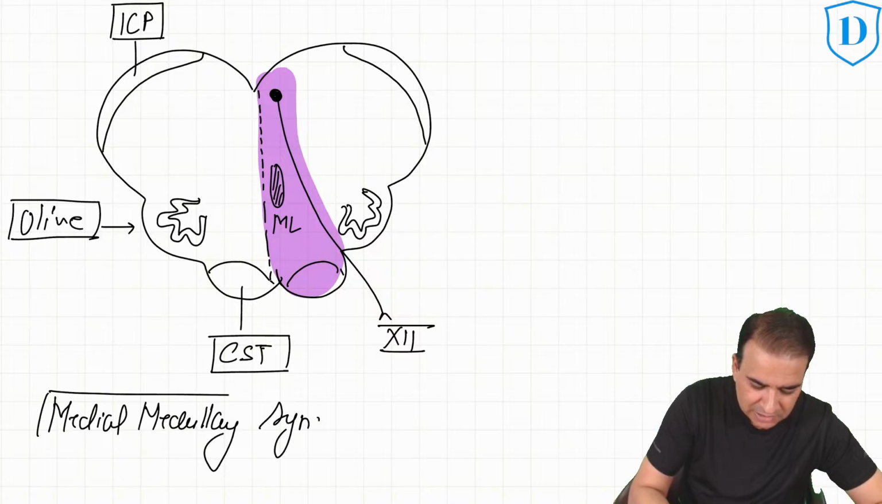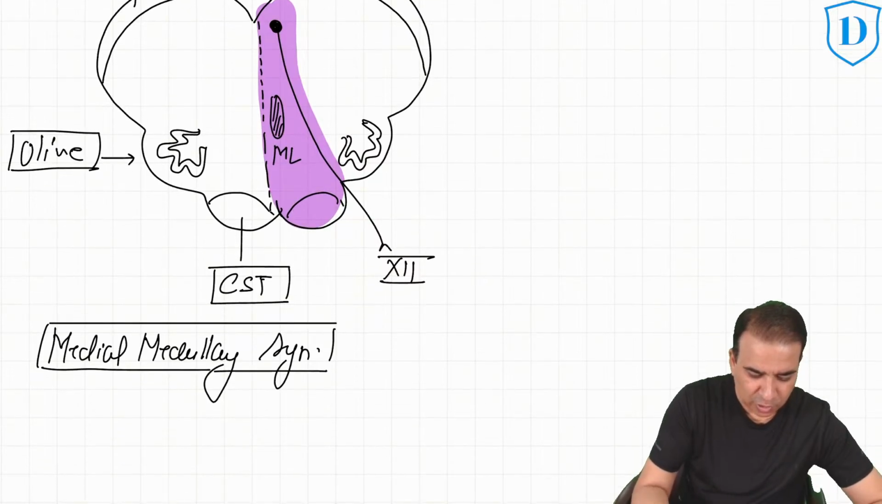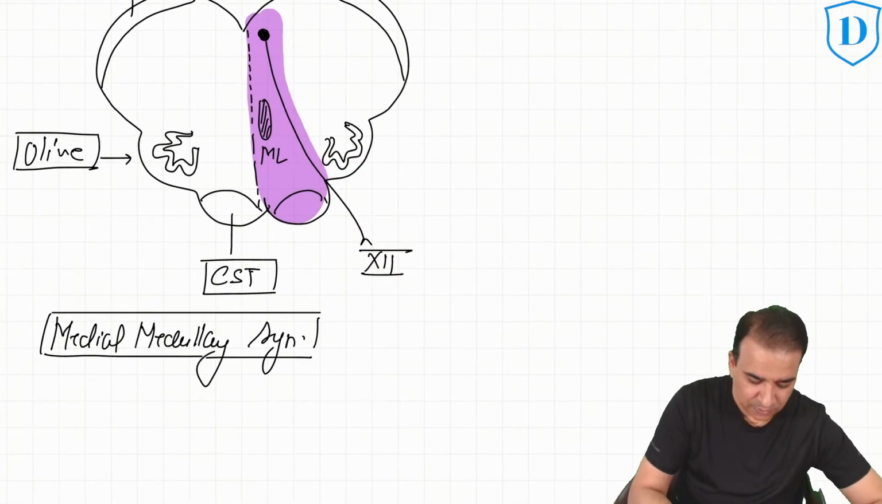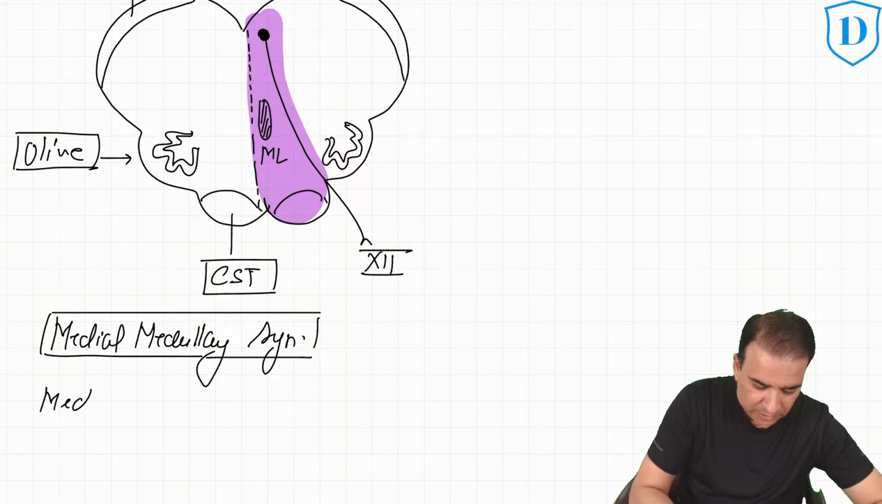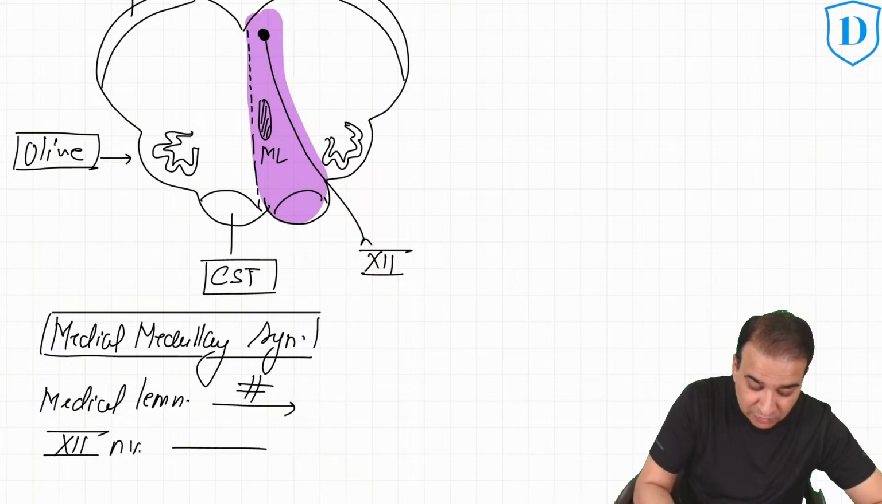And again, in medial medullary syndrome I'm not looking into everything. I just need to look at three things you can see here. The medial lemniscus is one. There is a lemniscus called the medial lemniscus which is getting affected. Number one. Number two, hypoglossal nerve involvement, a nerve, the hypoglossal nerve is involved.